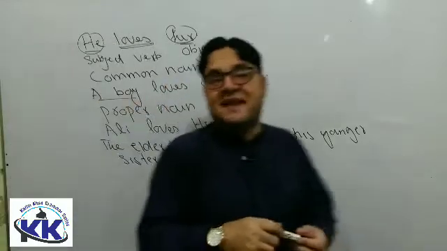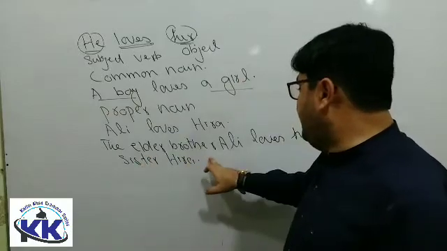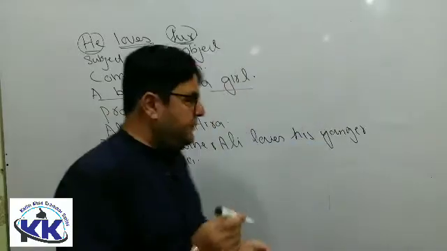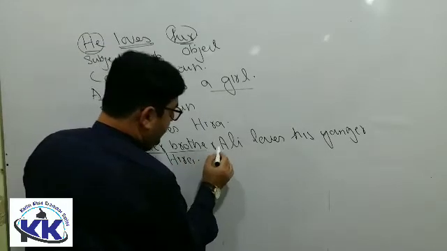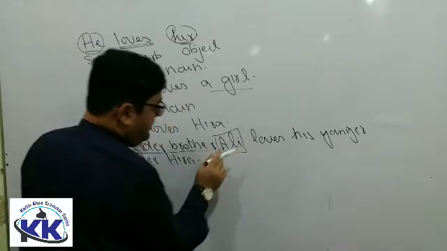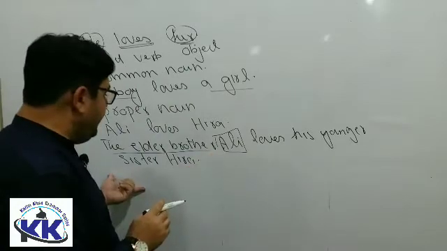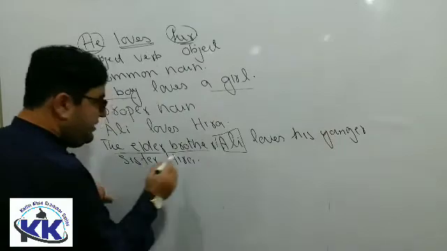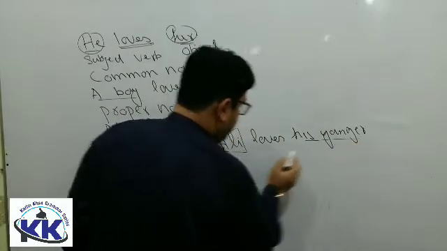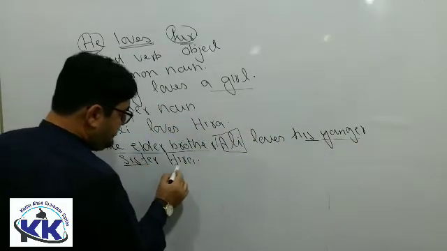Now class, who is that Ali? The elder brother. This is the modifier. This is a modifying phrase. The elder brother, it modifies Ali. My main subject is Ali. The elder brother Ali loves his younger sister Hera. His younger sister is a phrase which modifies Hera.